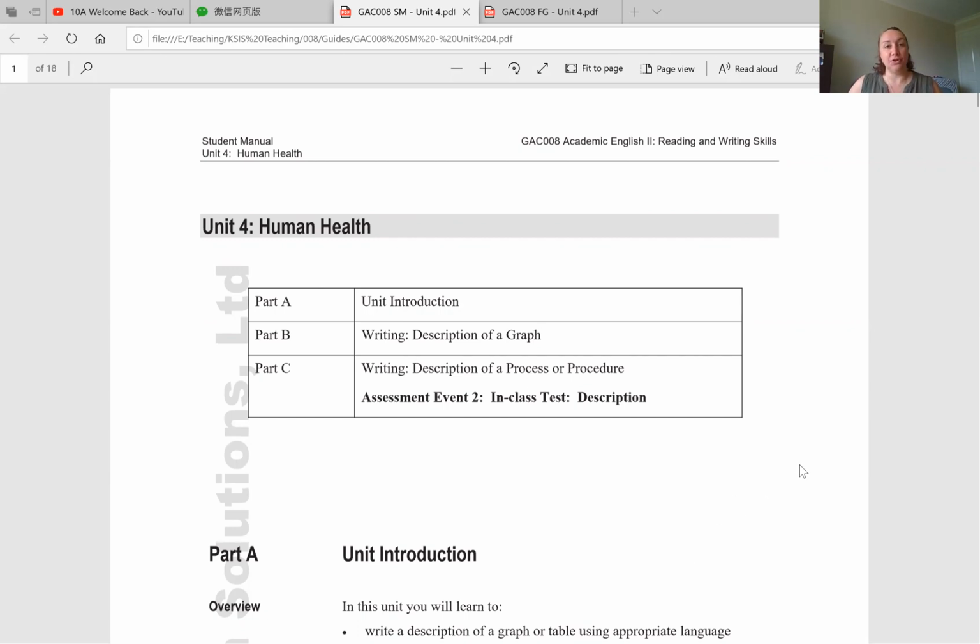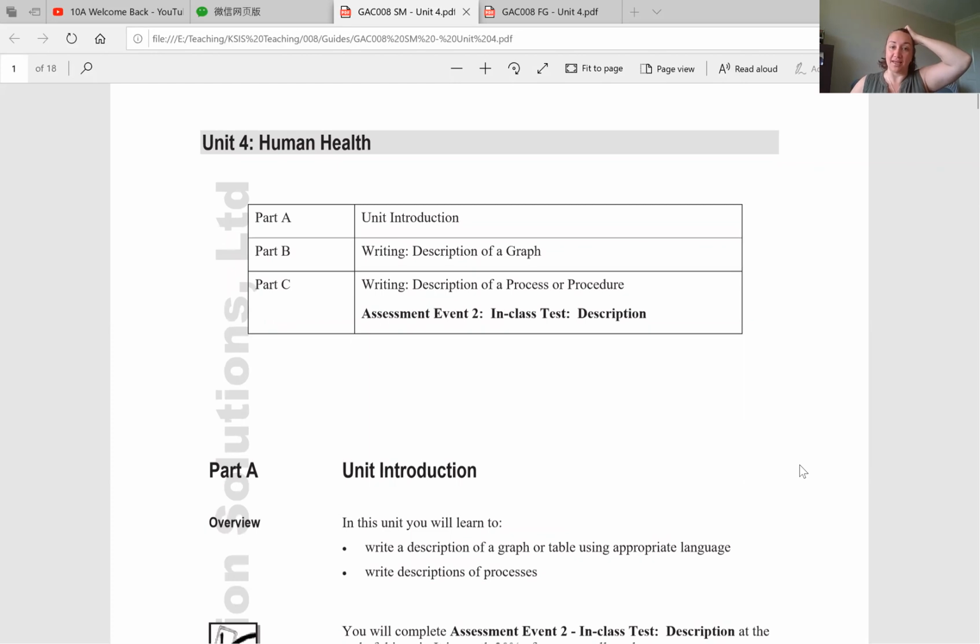Okay. So human health. What we're going to be doing in this section is actually preparing you for assessment event number 2, the in-class test, which will be a description, and you're going to be doing 2 different things in this. Number 1, you are going to be writing about a process. You'll be given a process, and I'll show you in a moment what that's going to look like. And also you'll be describing a graph. All right, so we're going to be looking at our skills and abilities in what sort of phrases we need to use to complete a graph, and also to talk about a graph and talk about a process.